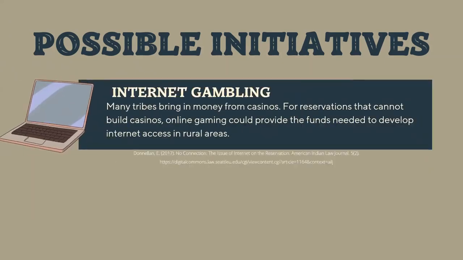Many native reservations bring in revenue from casinos on their tribal land. Unfortunately, not every reservation has the means to build a casino. For those reservations that have access to internet at some locations, online gambling could be an answer. Congress could grant tribes the authority to operate internet gambling facilities. Even on reservations where internet is severely limited, the tribes could use the income from that facility to fund greater internet infrastructure advancement. To start, only one building would need internet access.